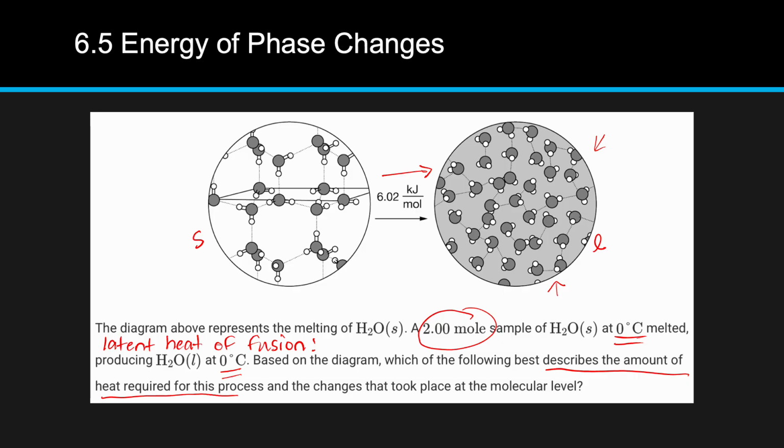So since we know that we need 6.02 kilojoules per mole to convert our solid into a liquid, and we know that we have 2 moles, that's going to tell us that we have 12.04 kilojoules needed to actually make this happen. So with sig figs, this answer should be 12.0 kilojoules.